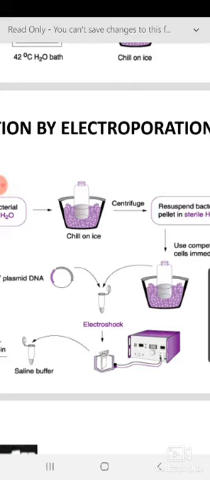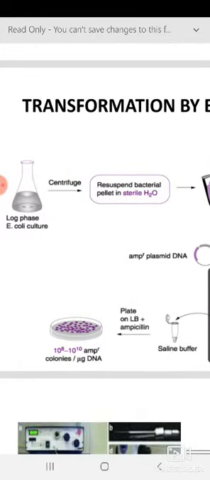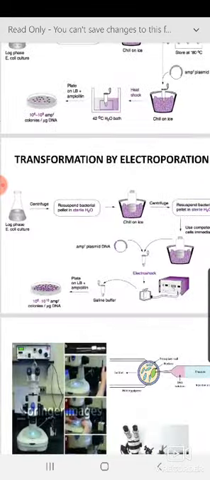So we take the cells and put them in a cuvette. You have seen the cuvette used for spectrophotometric experiments; that type of cuvette you take. In the cuvette there are two electrodes already there, that can be connected, and you can give the impulse, and then you have to select in a proper selection media.